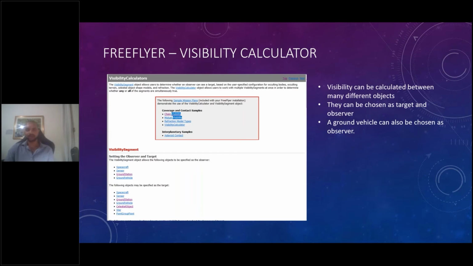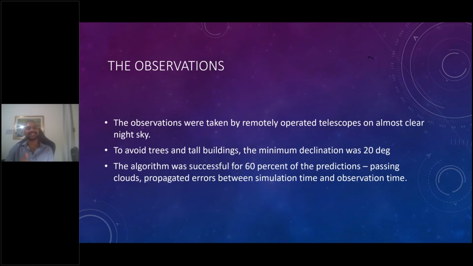The observations were taken by remotely operated telescopes, as I said a few minutes ago. But to avoid the trees, tall buildings or low-hanging clouds, we made sure that the elevation was at least 20 degrees. So even if there were a few satellites visible below 20 degrees, we chose not to point the telescope at them.